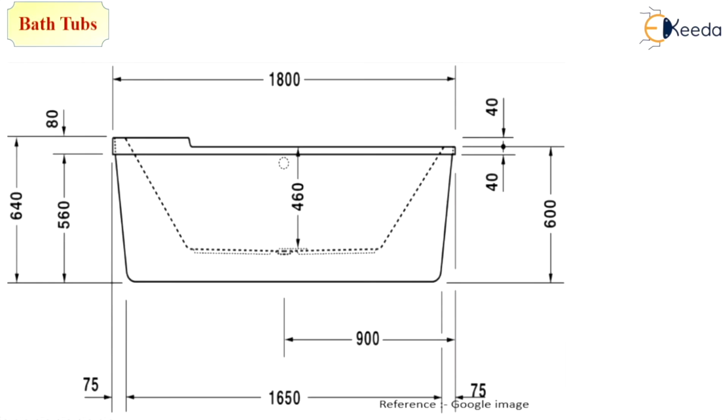So this is the cross section of a bathtub. As you can see, 1.7 to 1.8 meters is the length available in this lane, and this is 560 or 640 millimeters in width, and it either has straight edges or tapering edges. So this is the tapering type bathtub.